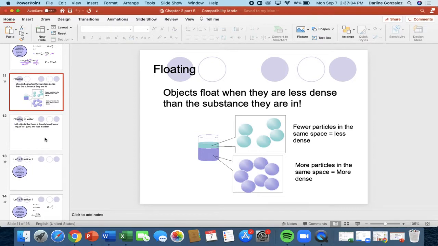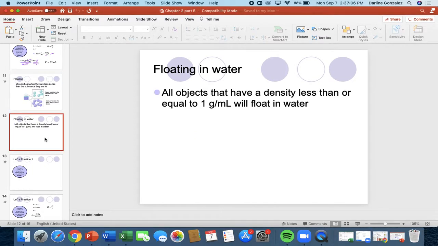So, what is the density of water? Basically, any object that has less than 1 gram per milliliter in density will float in water. Believe it or not, human bodies have very close to 1 gram per milliliter. So this is the reason why we float in water.